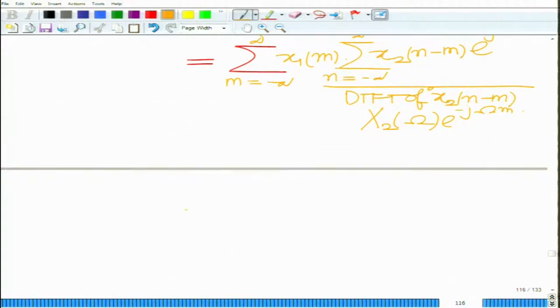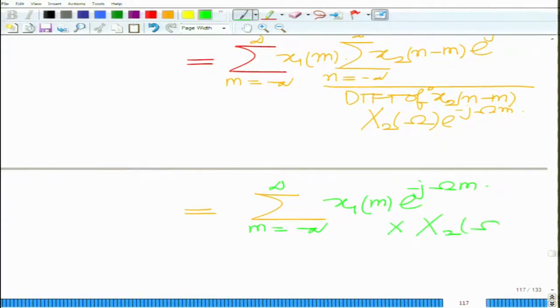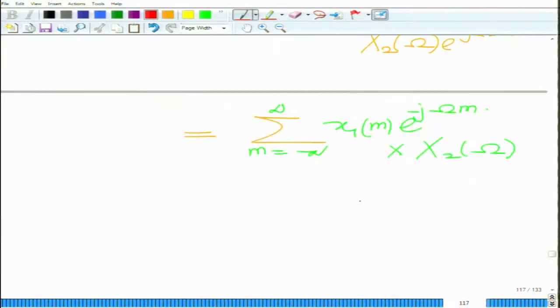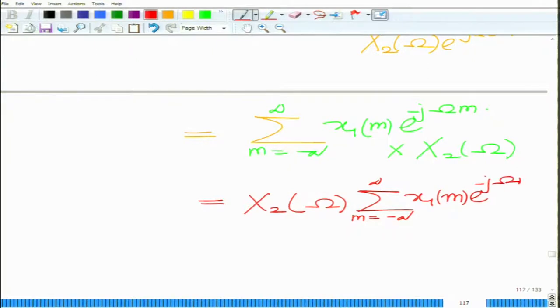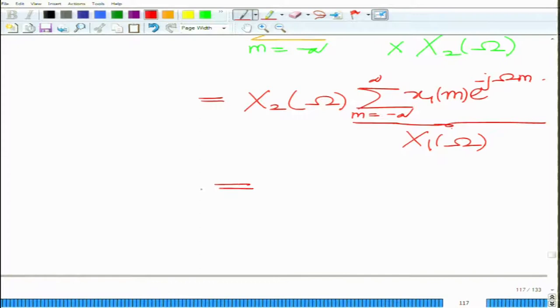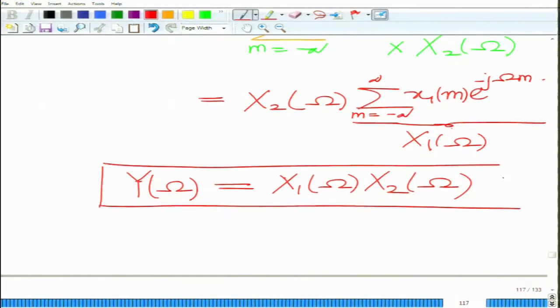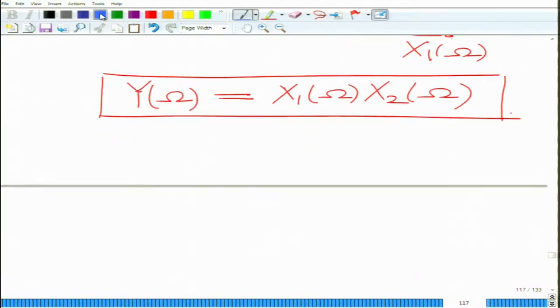Okay. So, that basically gives me the summation m equals minus infinity to infinity of x1[m] e raised to minus j omega m into X2(omega). And now, if you look at x1[m] into e raised to minus j omega m, summed over m equals minus infinity to infinity, this is nothing but basically X1(omega). And therefore, what we get is Y(omega), the DTFT of the convolution of x1[n] and x2[n], which is X1(omega) into X2(omega).